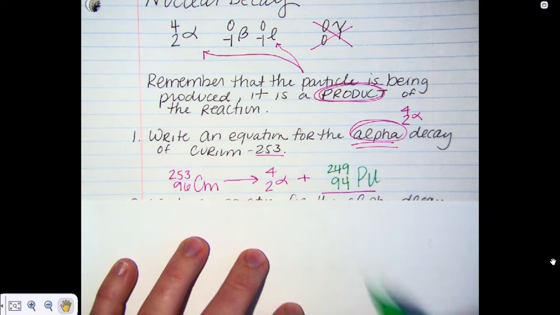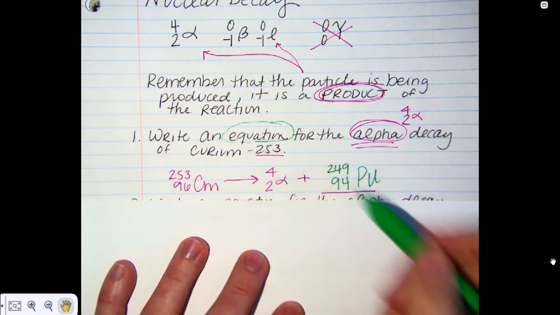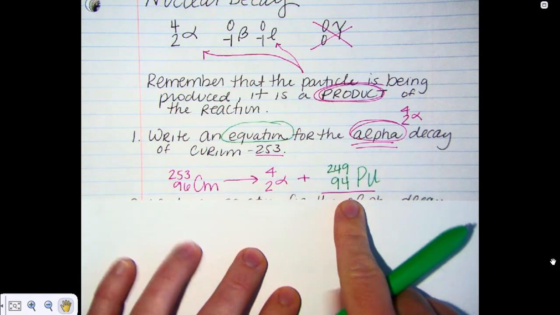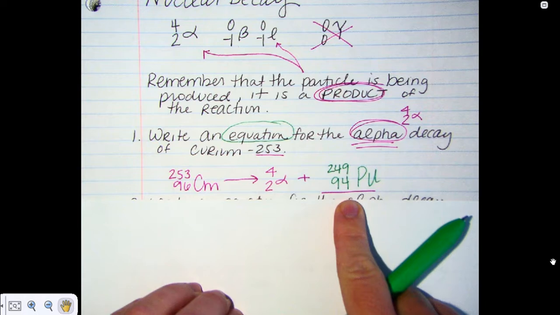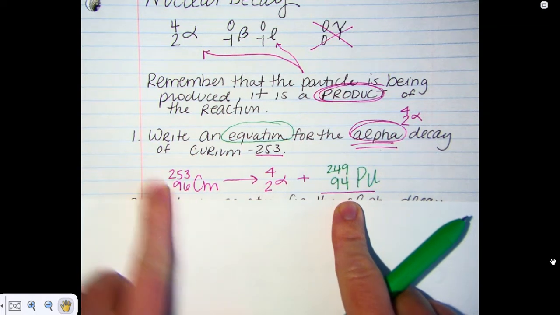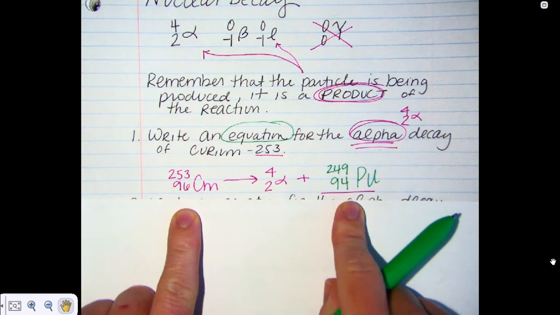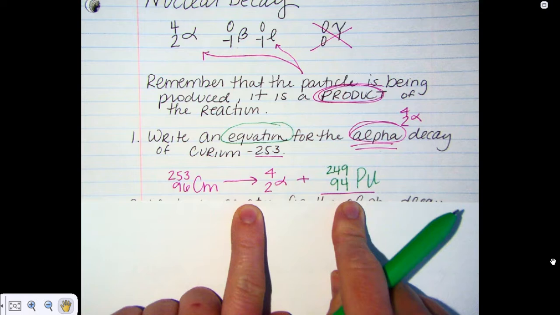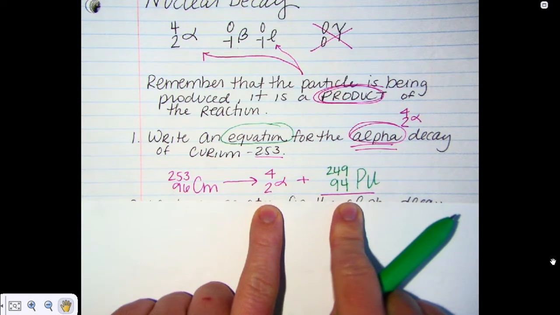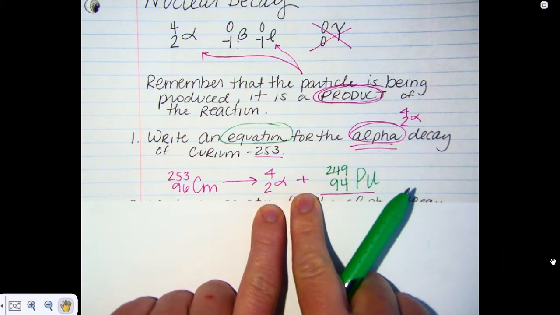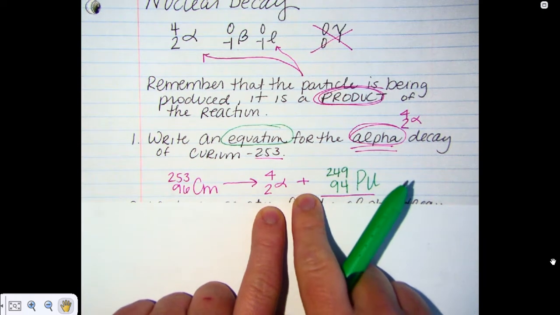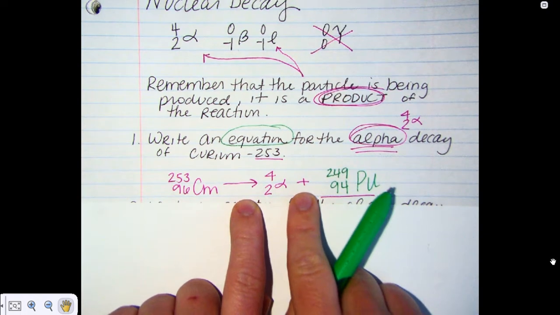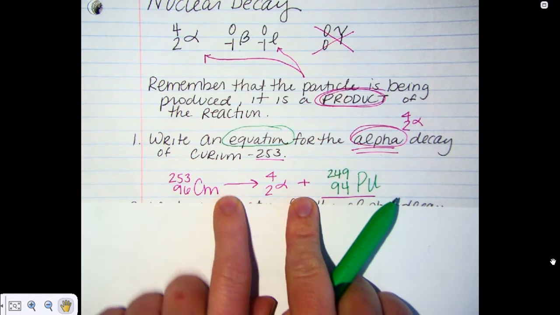The only thing you've got to really watch is this is asking me to write an equation. This whole thing is an equation. Writing 249 over 94 Pu is not an equation. That's just a particle. I need to have the original curium, 253 over 96 Cm. I've got to have an arrow that tells me a reaction's taking place. I've got to have my particle that's being formed. I need to have a plus sign, right? If I'm writing an equation, these are my punctuation points, just like with a sentence. You're not going to write a sentence without a capital at the beginning and a period at the end. Don't forget your arrow and your plus sign.